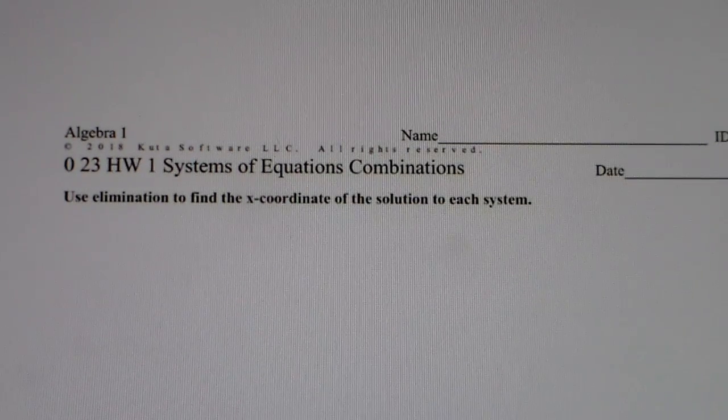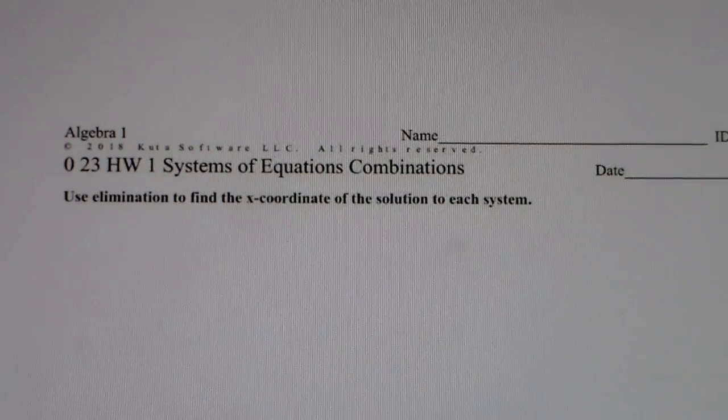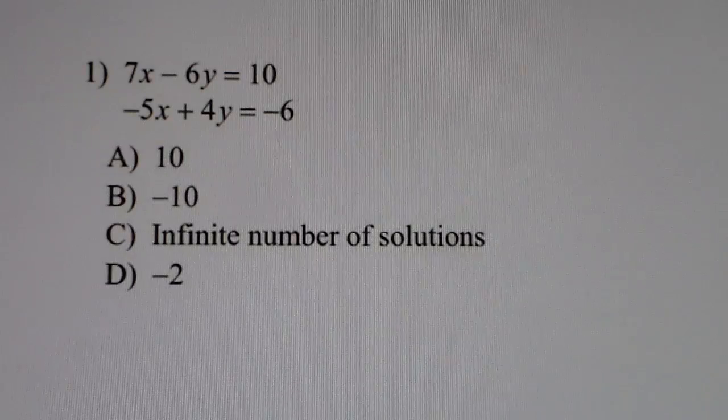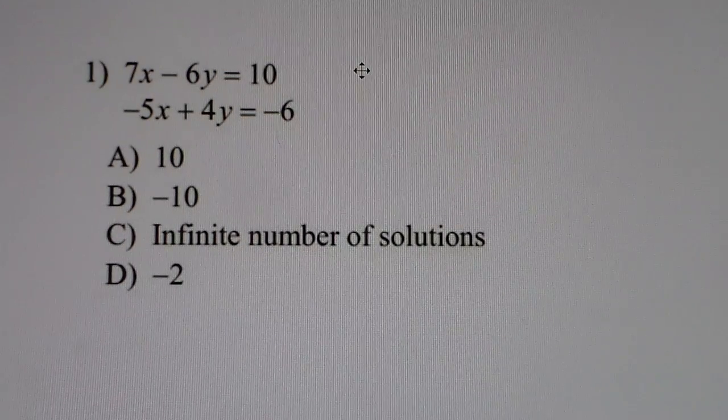All right, ladies and gentlemen, this is O23HW1, Systems of Equations Combinations. We'll go over the first couple problems together, and then you're going to be responsible for the rest of the problems on the homework Google form.